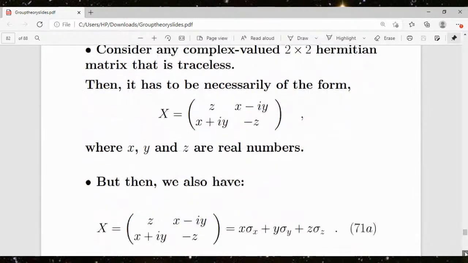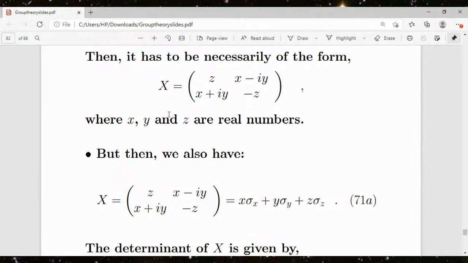But then we also realize that the Pauli spin matrices are of the form that sigma z is 1, minus 1 in the diagonal, off diagonal is 0; sigma x is 0, 1, 1, 0; and sigma y is 0, minus iota in the first row and iota, 0 in the second. Therefore, any complex 2 by 2 matrix which is Hermitian and which is traceless can be written as x into sigma x plus y into sigma y plus z into sigma z.